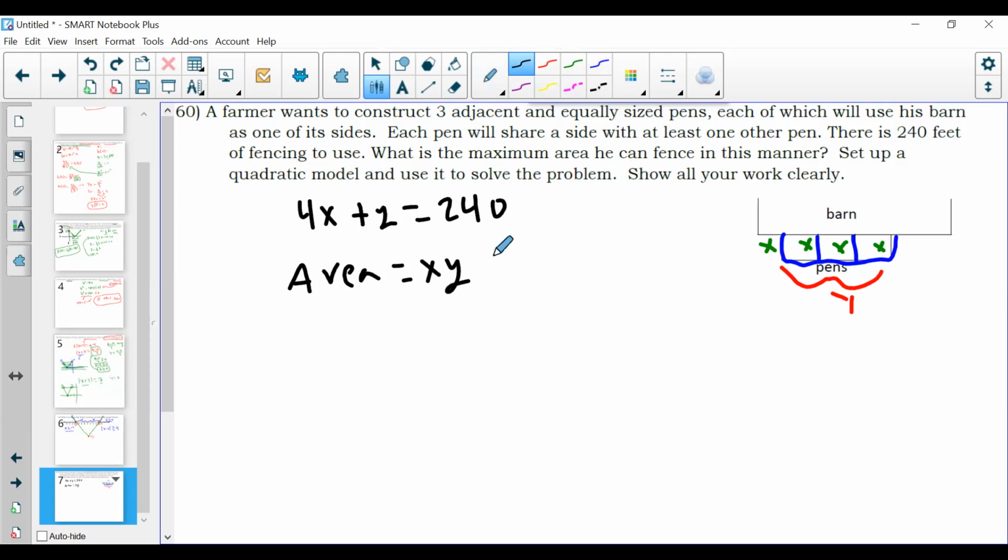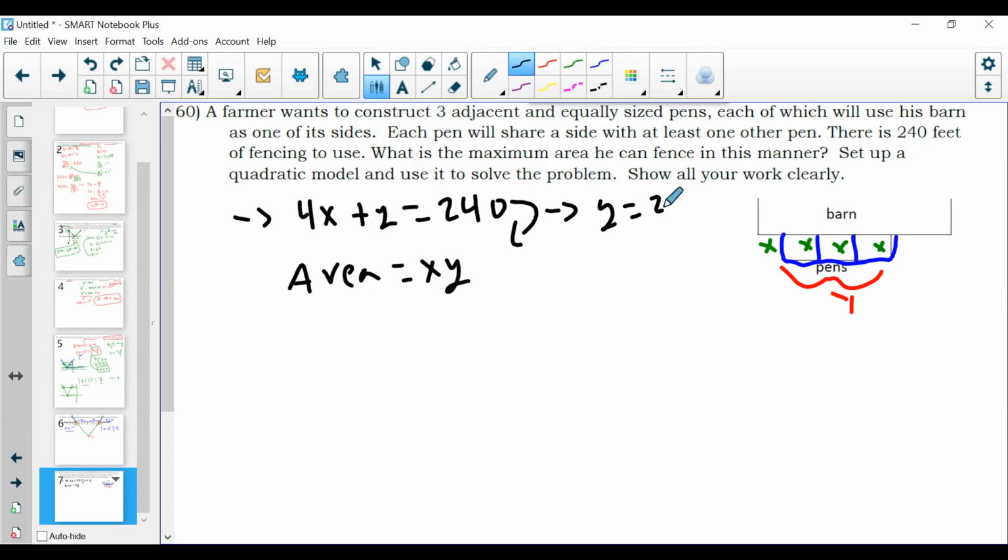To solve this, I'm going to solve the first equation for either X or Y, it doesn't matter which one, and plug it into the other equation. When you do that, you end up getting a quadratic. And with quadratics, you know what your maximum point is going to be, because that's your vertex. I'm going to solve the first one for Y because it seems a little easier.